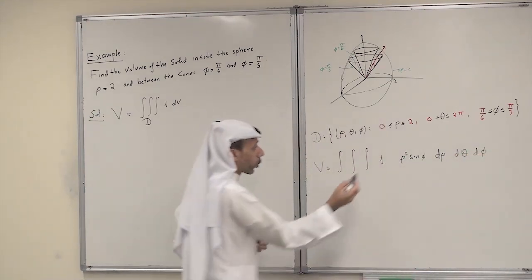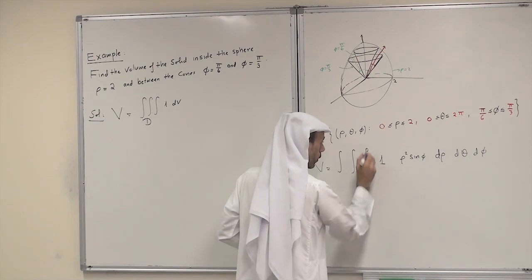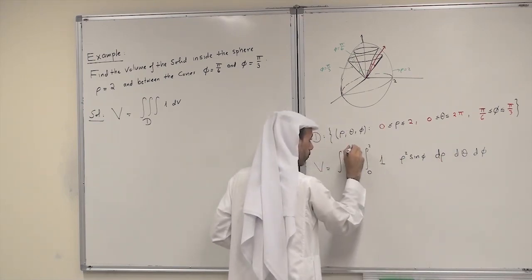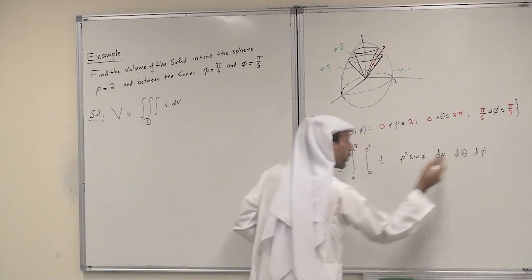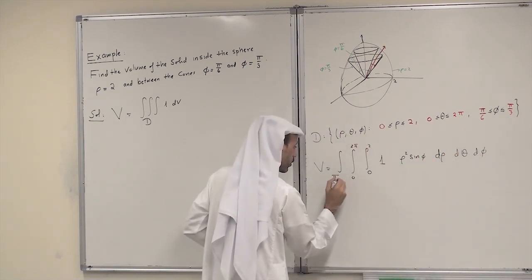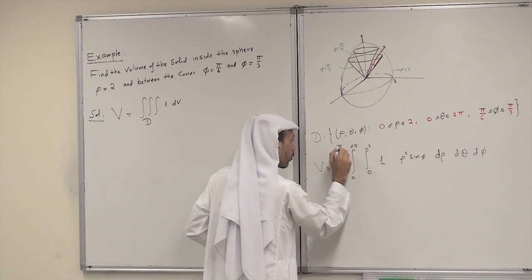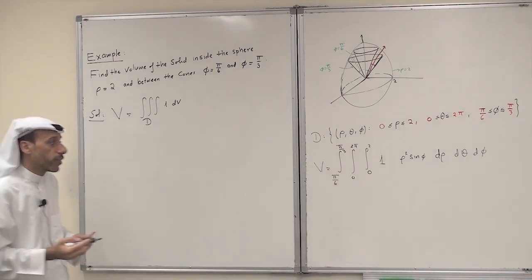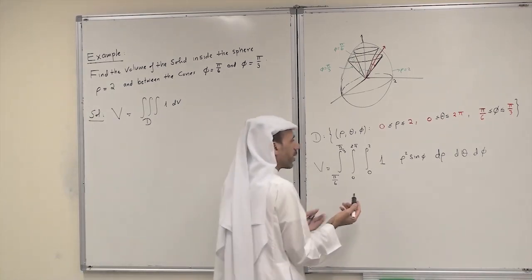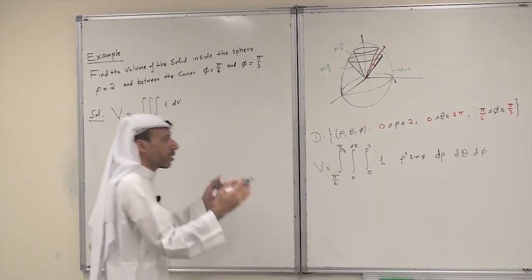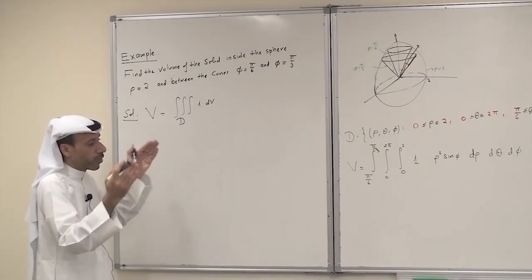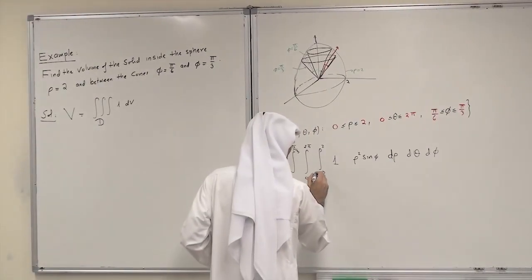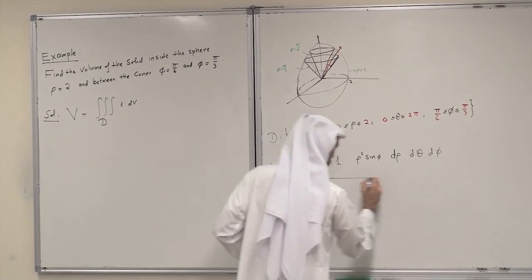And the limits for rho are 0 to 2, the middle theta 0 to 2 pi, and the outer phi pi over 6 to pi over 3. So this is the setup of the limits. Now we integrate from the inner, then the middle, then the outer. When you integrate, first start with the innermost.